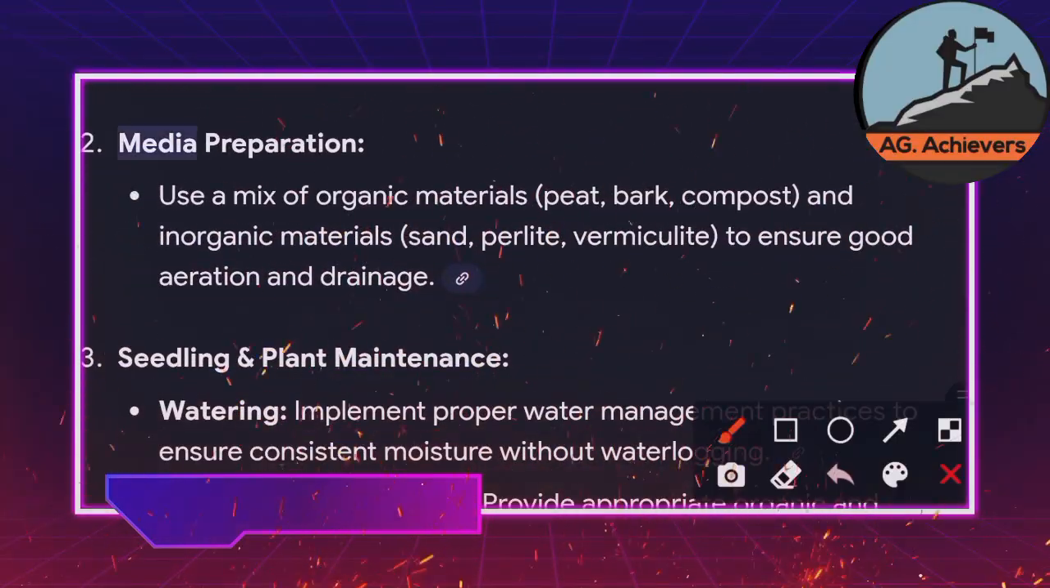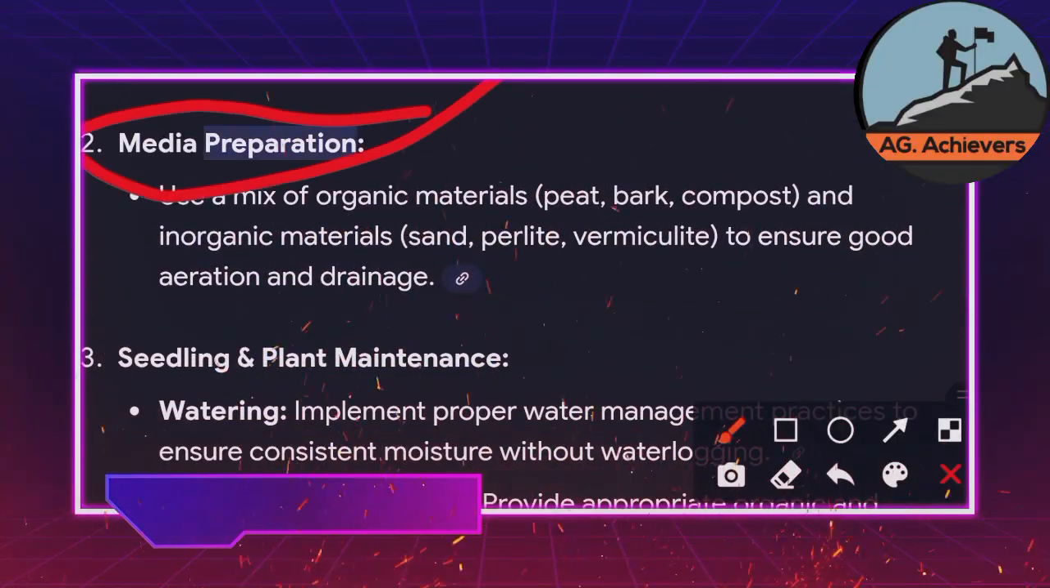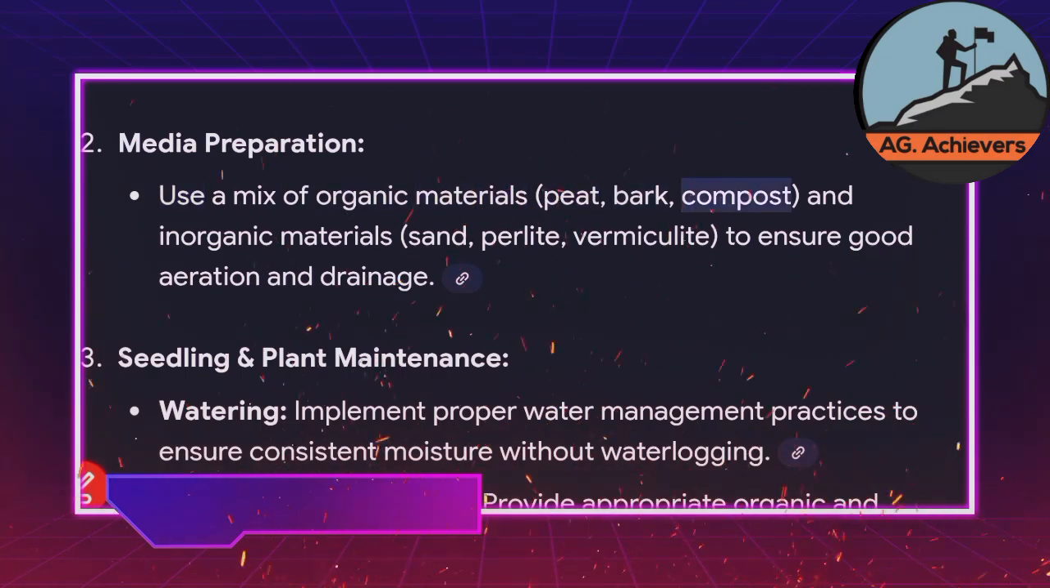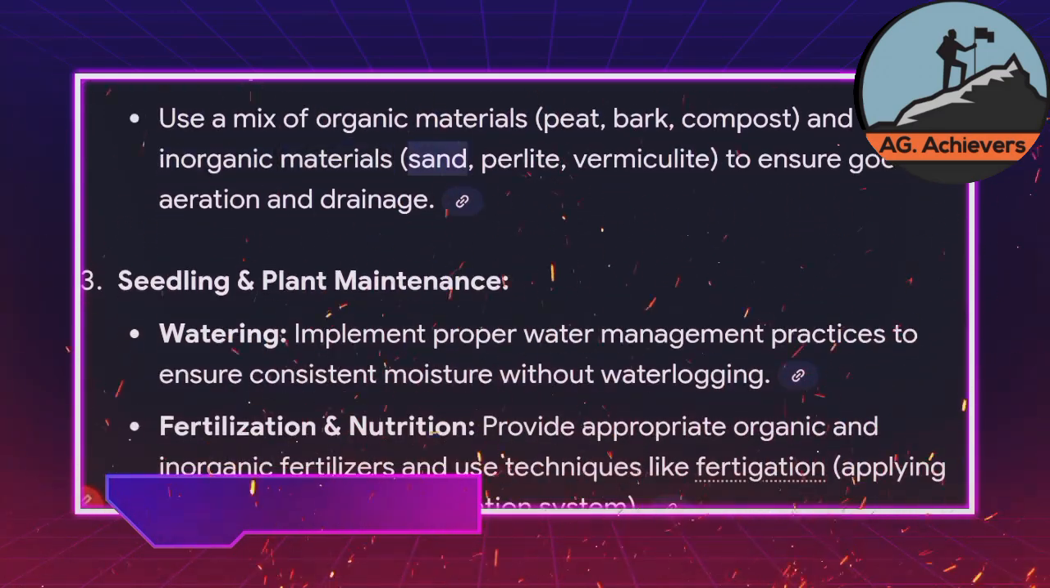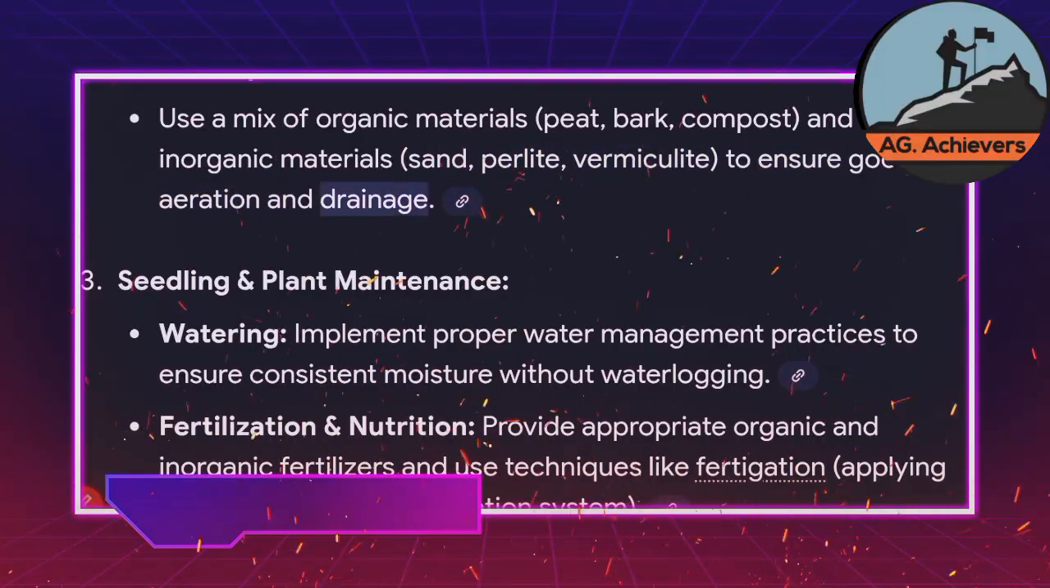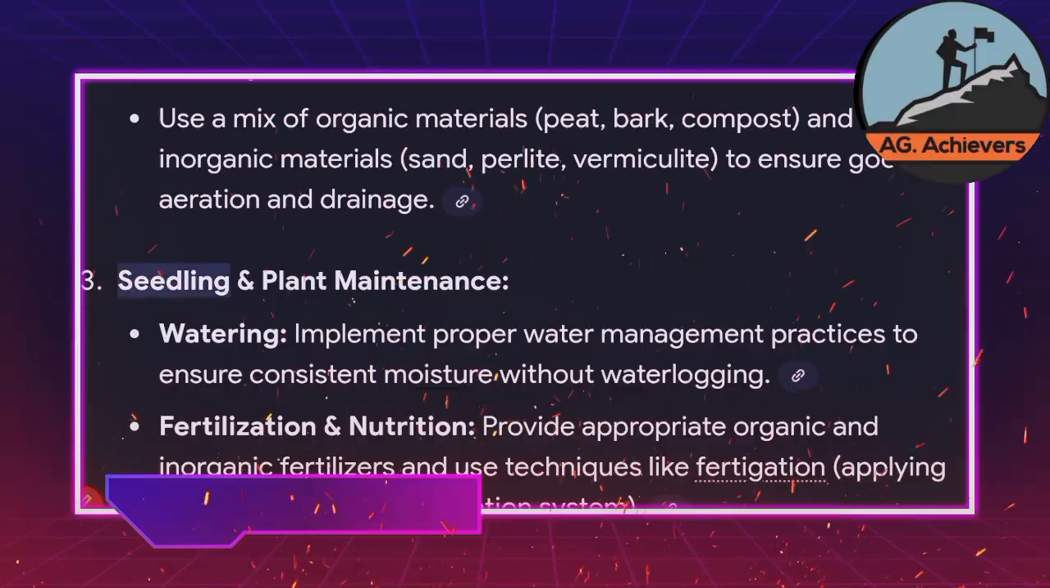2. Media preparation. Use a mix of organic materials, peat, bark, compost, and inorganic materials, sand, perlite, vermiculite, to ensure good aeration and drainage. 3. Seedling and plant maintenance.